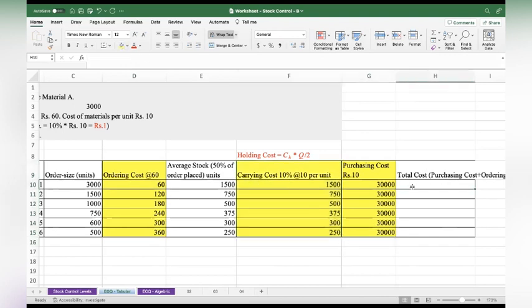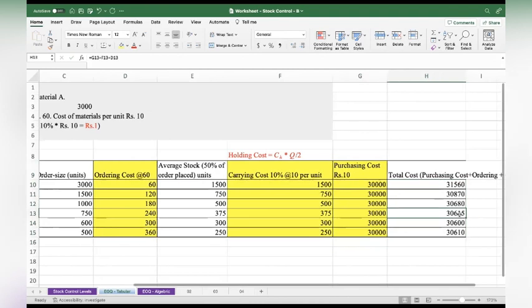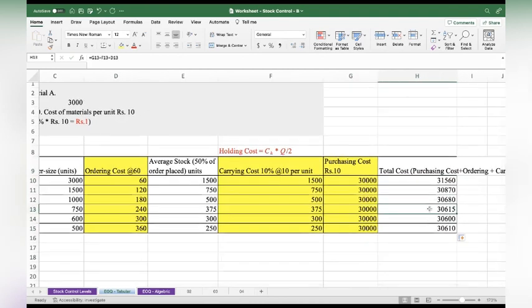Okay, now let's find out the total cost. Take the summation. 30,000 plus 1,500 plus 60. That will be 31,560. Please add these three manually. Since I'm using Excel, I will just take the values. Check whether you got the correct answers here.